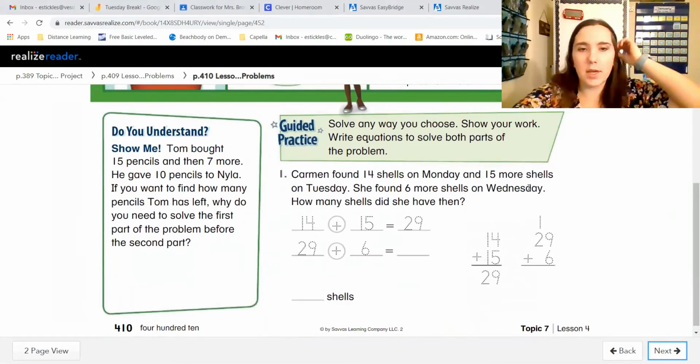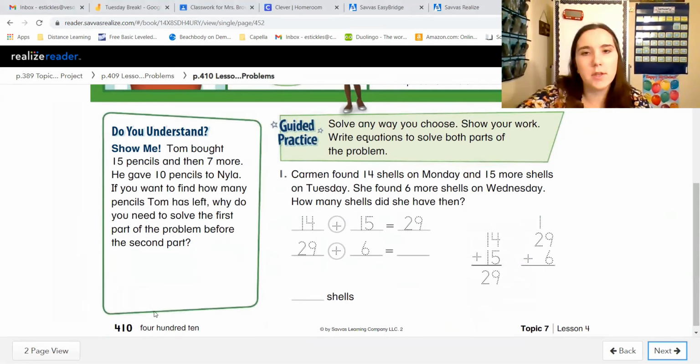Okay, so we're going to be on page 410 in our workbooks. So if you need to grab your workbook and your pencil, then go ahead and pause me now and go get those items and turn to page 410. And then we're going to do this guided practice problem together.